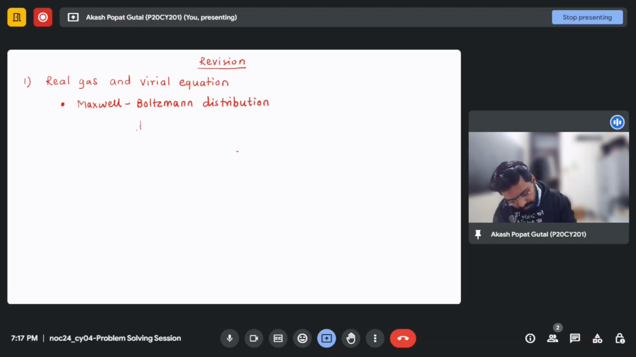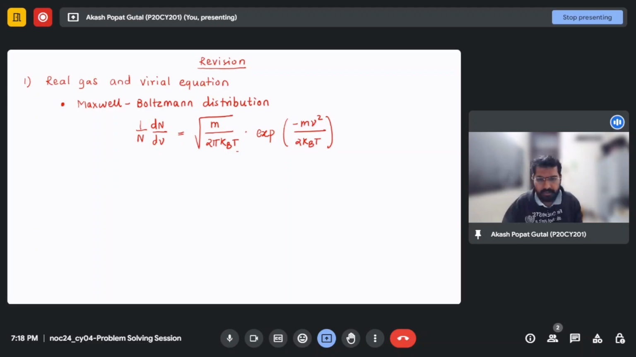Okay, and in this the functional form is 1 by n dn by dv is equal to root m by 2 pi kBT into exponential minus mv square divided by 2 kBT. So this is the functional form of the Maxwell Boltzmann distribution, where we discussed earlier the dependence of this equation upon temperature and the mass of the gas.